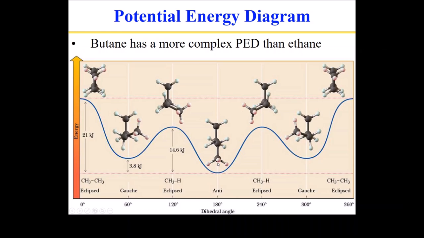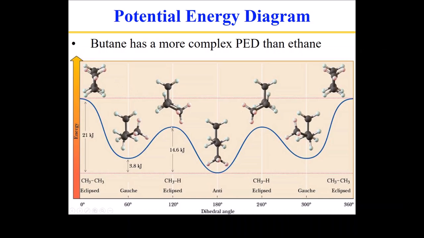The eclipsed conformations also come in two flavors. You can have an eclipsed conformation where the two methyl groups are sitting directly on top of each other. This doesn't get a special name like gauche or anti, it's just simply methyl-methyl eclipsed. And that represents the worst possible energy state because you have both torsional strain, because it's eclipsed, and a tremendous amount of steric strain because those methyl groups are bumping into each other.